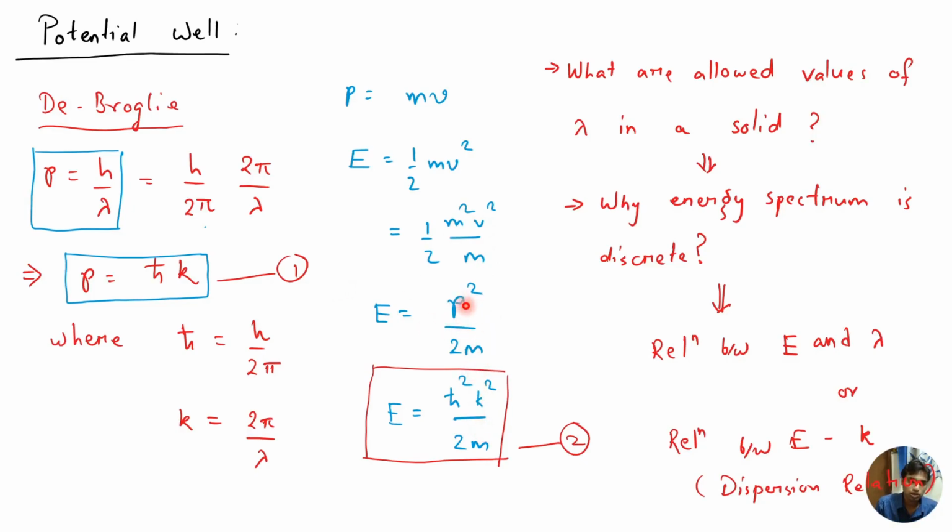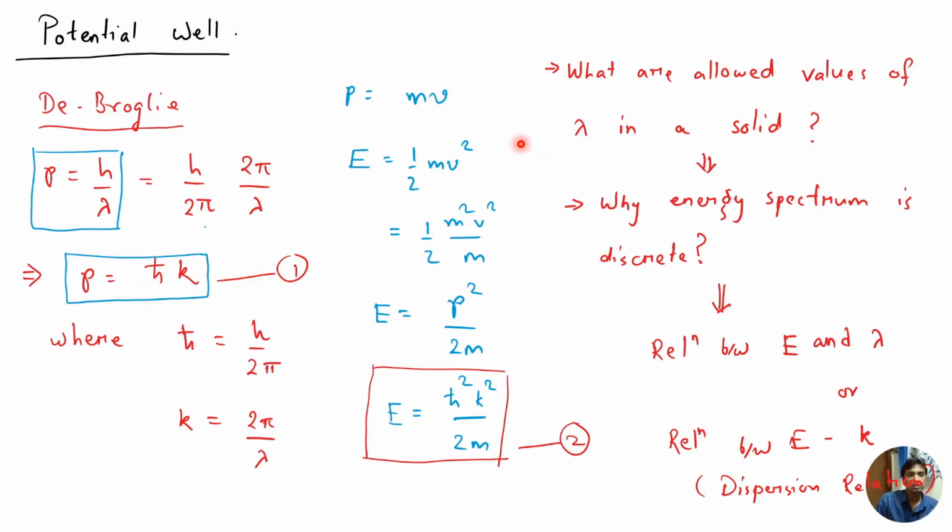And from equation 1, you know that p equal to h bar k. So E equal to h bar square k square over 2m. So here what we got is a relation of energy with momentum. Momentum is k. Why k? Because h bar is a constant, so p and k are interchangeably used as momentum. And k is actually called the wave number, and p is your momentum.